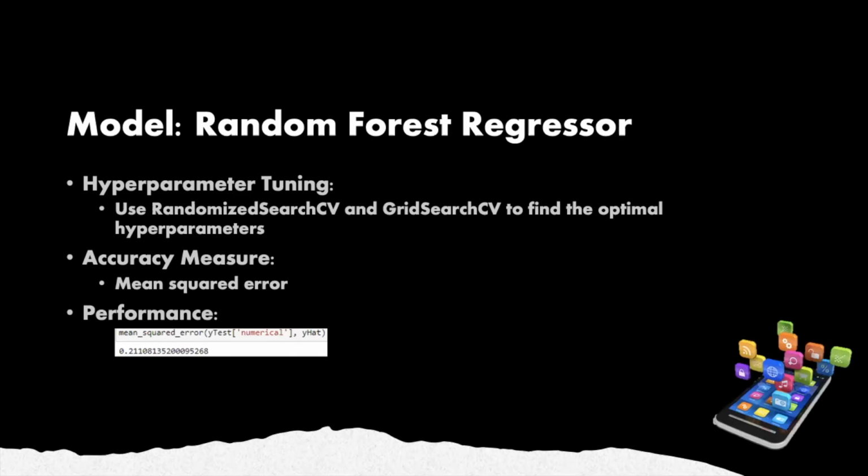The second model we use is the random forest regressor. First we use RandomizedSearchCV to get a range of hyperparameters, and then we focus on that small group of hyperparameters and apply GridSearchCV to find the optimal hyperparameter combination. The MAE for this model is 0.21.